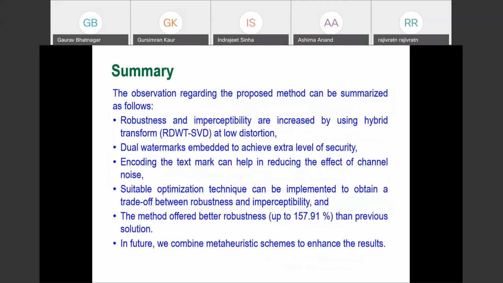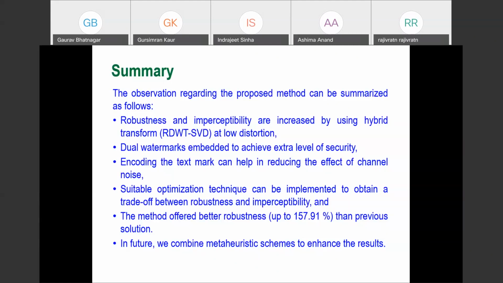So I'm concluding my presentation with a few words. We have proposed a robust and secure dual watermarking technique using a hybrid of RDWT, SVD, and firefly optimization. We achieve dual watermarking to provide an extra level of security to our technique. The text watermark was encoded using turbo code, which helps in reducing the effect of channel noise. Also, we tried to maintain an equilibrium between the robustness and imperceptibility by implementing the firefly optimization technique.